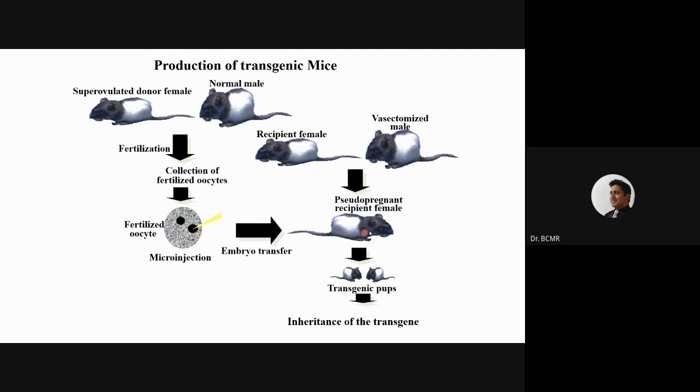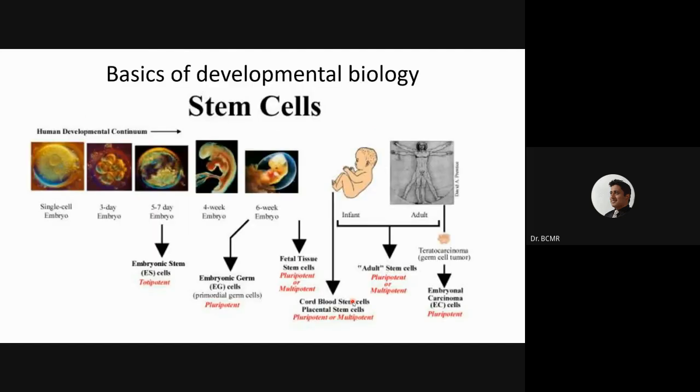When you say pseudo-pregnant, it would mean that the female has mated with a vasectomized male. So the male will perform the mating, but it will not deliver any sperm because it is vasectomized. But the female will feel, physiologically and hormonally, like it's pregnant, and whatever embryos we put in will be held in its uterus. Otherwise, it's not prepared for conception. And then we would get the pups.